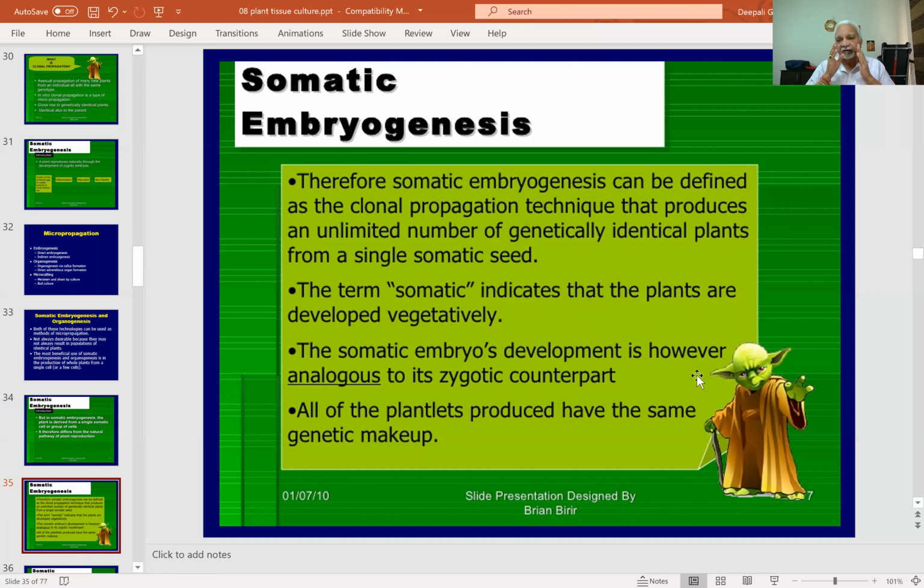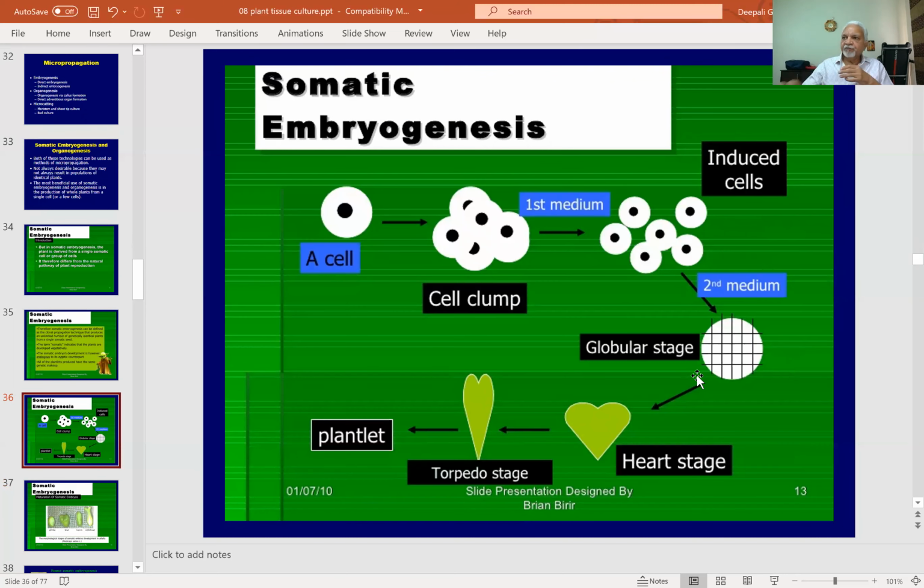Somatic means, since it is derived from somatic cells, so in somatic embryogenesis, the embryos are analogous to the zygotic embryo basically, because they resemble it in their function and structure also, and all the plantlets derived from this are genetically identical. They have the same genetic makeup.